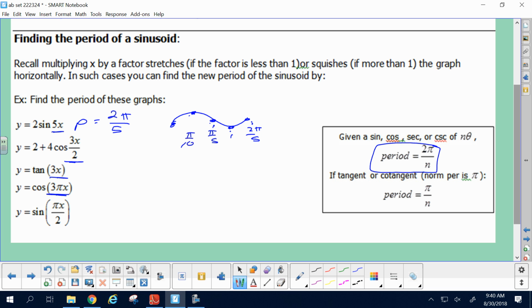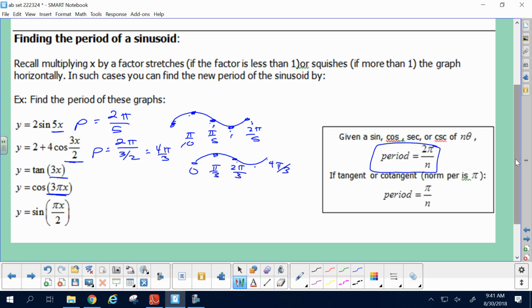With me? Okay, what's the period here? 2 pi divided by the coefficient, so 2 pi divided by 3 halves is 4 pi over 3, okay? What's a full wave? 4 pi over 3. What's a half wave? 2 pi over 3. What's a quarter wave? Pi over 3. So what scale would you use? Pi over 3. 1 pi over 3, 2 pi over 3, 3 pi over 3, 4 pi over 3.